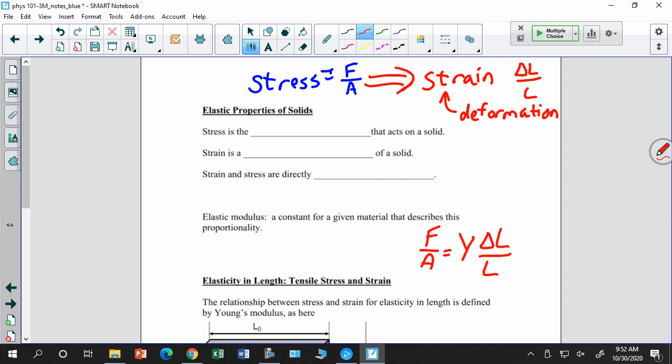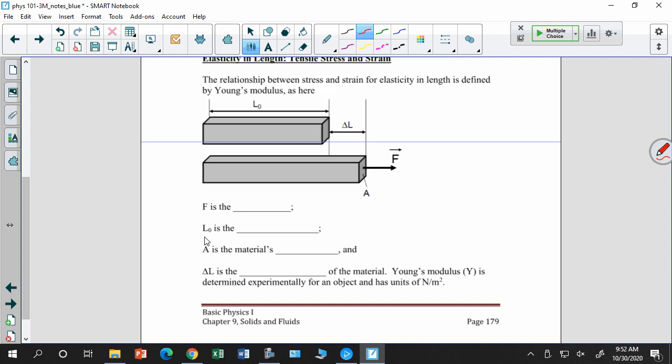I can have stress and strain acting in 2 and 3 dimensions as well, and they work very similar to the way we do it here, but we're just going to look at it in 1 dimension. So stress and strain, if I apply a force, it changes the length of that material.